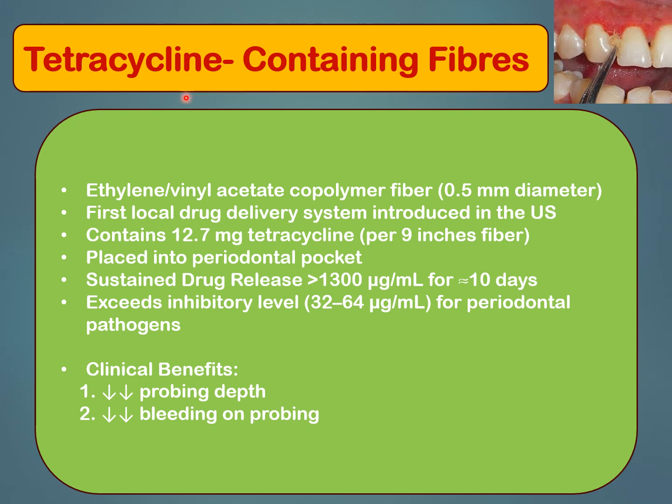So coming to the tetracycline containing fibers, these are ethylene vinyl acetate copolymer fiber of 0.5 mm diameter. They were the first local drug delivery system introduced in the US, and they contain about 12.7 milligram tetracycline. When they are placed inside the periodontal pocket, there is sustained drug release greater than 1300 microgram per liter for approximately 10 days, which exceeds the inhibitory level for periodontal pathogens. Main clinical benefits include that it decreases the probing pocket depth and also decreases the bleeding on probing.